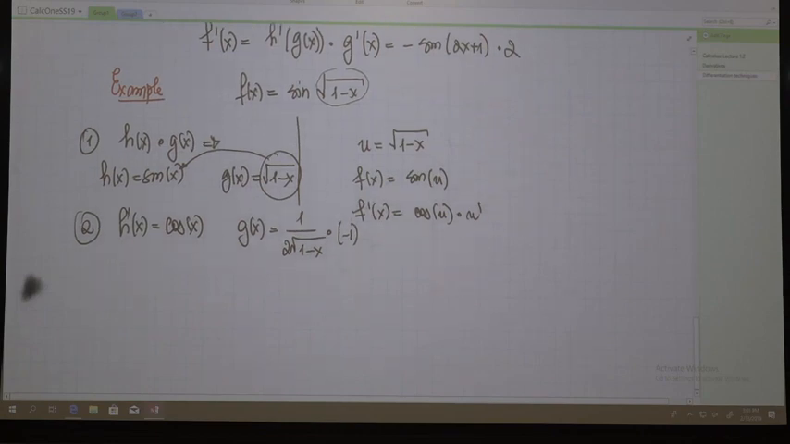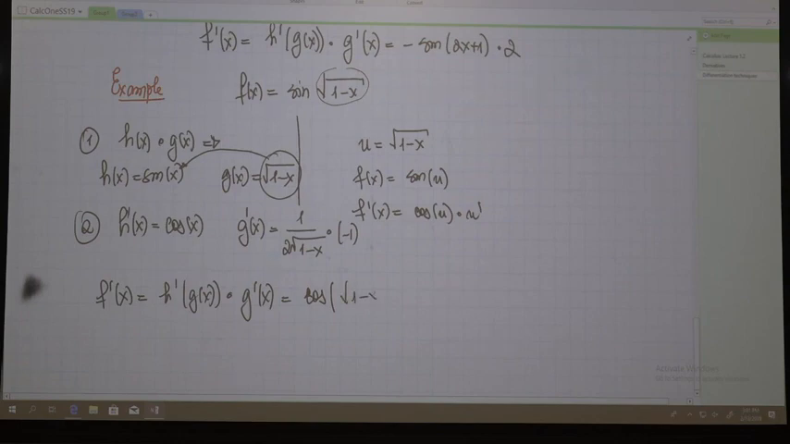Now we need to write this down. f prime of x is equal to h prime of g of x multiplied by g prime of x. So this will be equal to the cosine of, not x, I have to write the square root of 1 minus x, multiplied by minus 1 over 2 square root of 1 minus x.